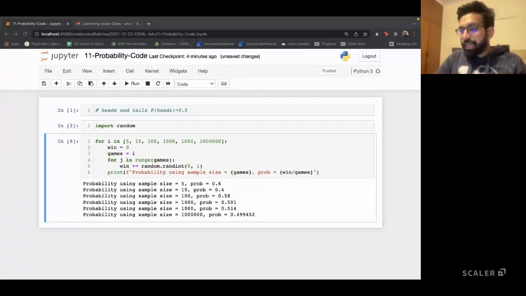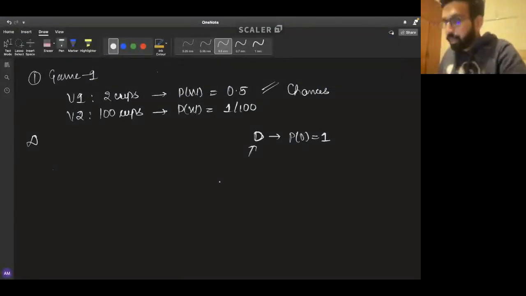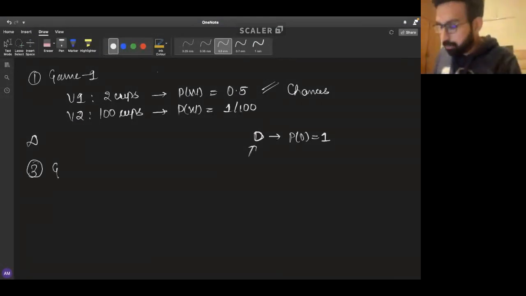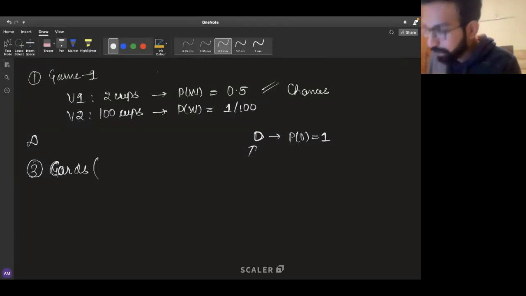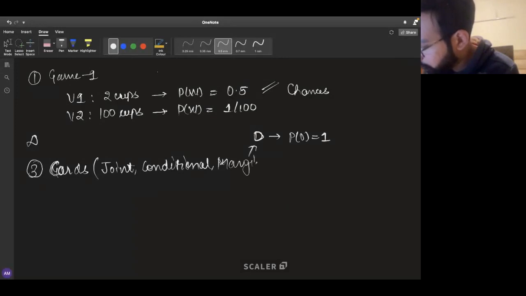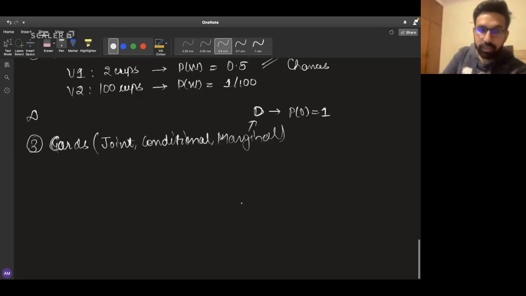All right, so if this is clear, let's go ahead and play the third game in the casino in Las Vegas. So we come to our third game, which is playing with cards. And here, while playing with the cards, we learn concepts like joint probability. We'll discuss conditional probability. And we'll discuss something called marginal probability. Maybe marginal will come later. Okay, fine.